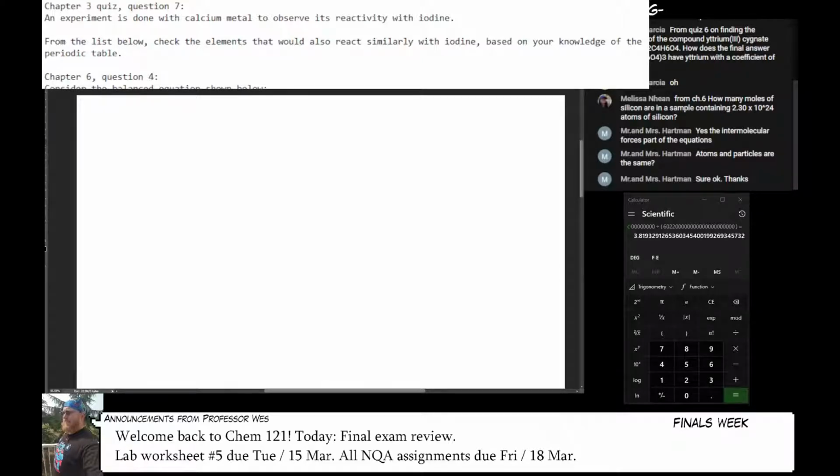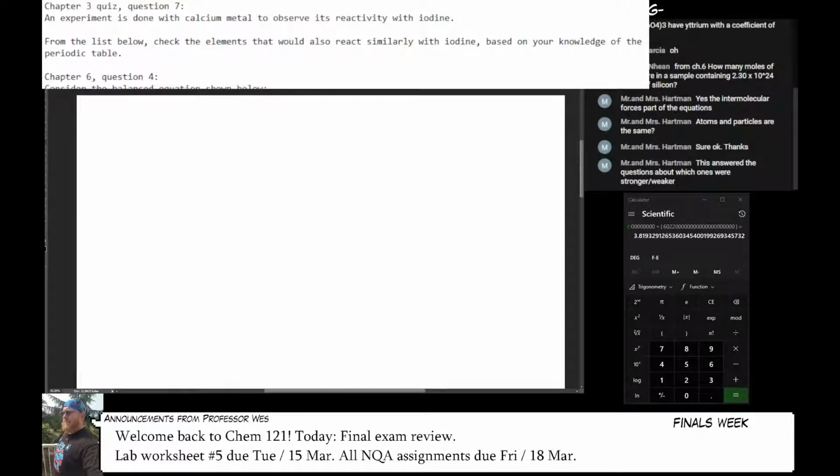So there is a question about quiz 3. This answered the questions about which ones are stronger, weaker. Yeah, that's what I want you to do. I want you to just say, okay, if you have stronger intermolecular forces, the boiling point must be higher, and so on and so forth.